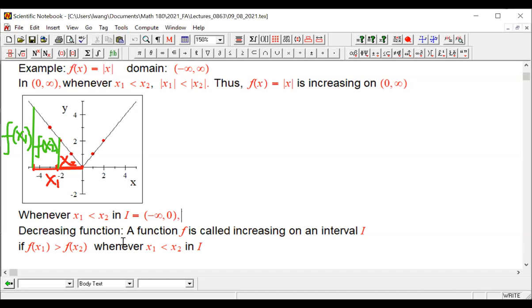Now, whenever x1 is less than x2 in this particular interval, right? Because when we talk about increasing and decreasing, it's all about using the interval. The interval doesn't have to be the entire domain. It can be the domain, but it doesn't have to be. It can be smaller than the domain. So whenever x1 is less than x2, f of x1 is the taller one, right? Because when we take absolute value on both sides, what happens?